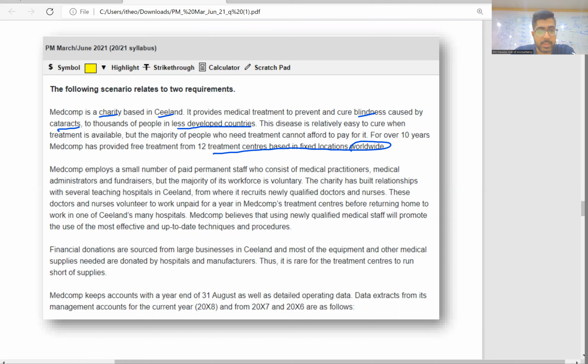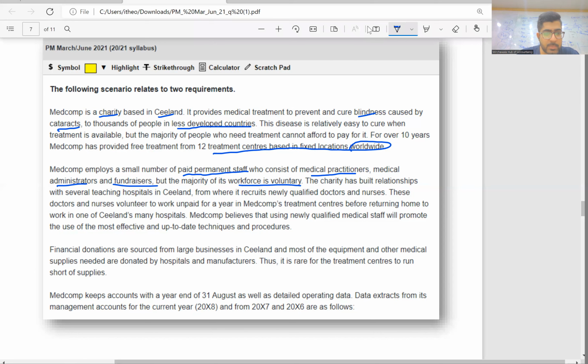Medcomp employs a small number of paid permanent staff who consist of medical practitioners, medical administrators, and fundraisers, but the majority of its workforce is voluntary. Obviously, it's a charity, so in charities people usually work voluntarily without the expectation of any money. So this charity has a small number of paid staff, and the majority of the workforce is voluntary.